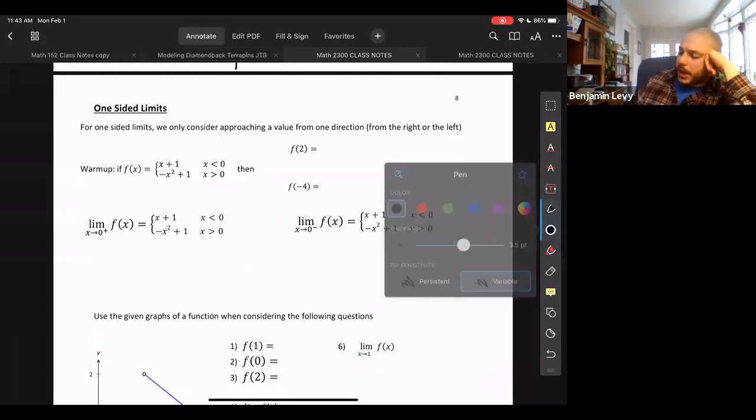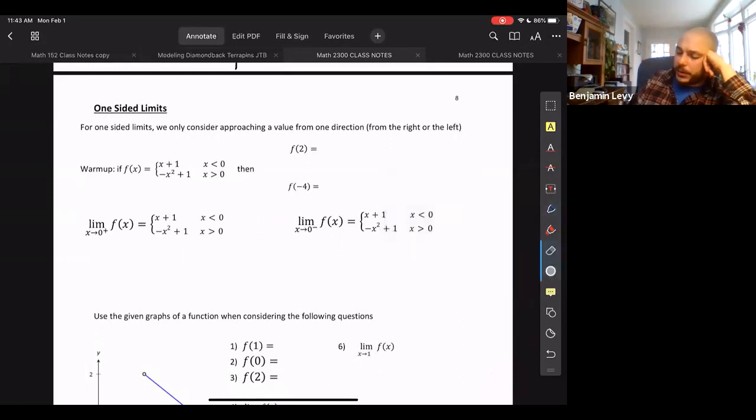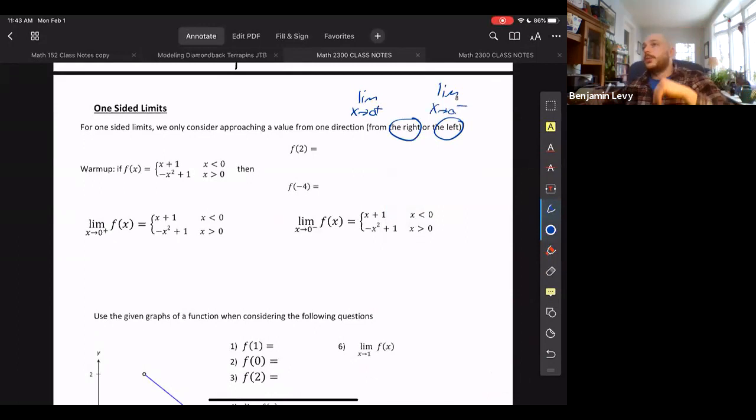And I'll just remind you of the notation real quick. When we approach something from the right, that's this notation, right, with the plus. And when we approach something from the left, it's got the negative notation, right? It's like the positive and the negative direction.